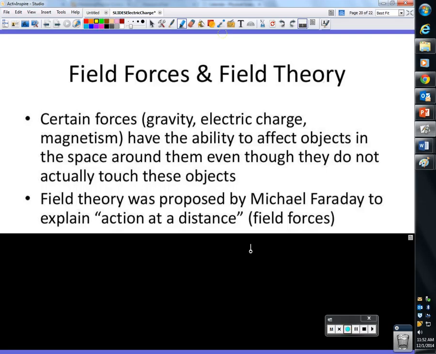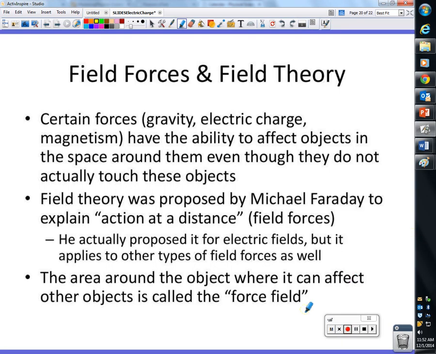Back in the day, we referred to this phenomenon as, quote-unquote, action at a distance. Things are happening, but there's no contact. We are causing action at a distance. That was a problem, because it was contradictory to what we knew about making things happen up until this point. So, Michael Faraday comes up with an idea. And he refers to this idea as the force field.